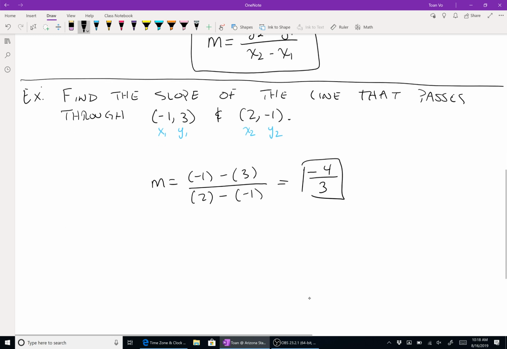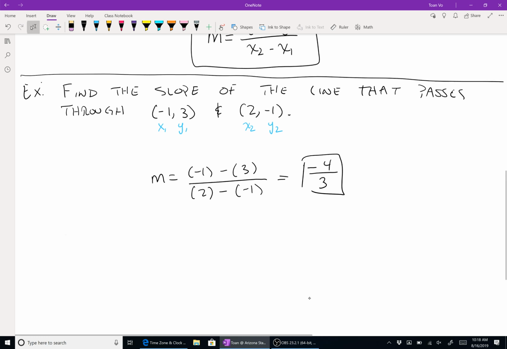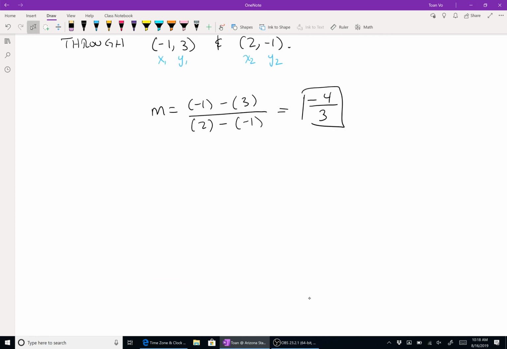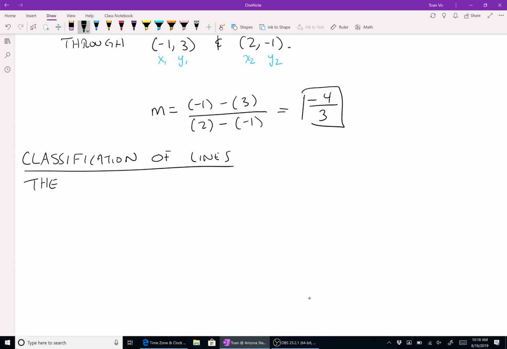But calculating slope, okay, great, we did it. But how does that help me? What is a slope of -4/3? Why do I care that the slope of this line is -4/3? Well, it turns out that lines are classified based upon what slope they have. So let's talk about the classification of lines. Because without graphing, if you know what the slope of a line is, you can already visualize and describe what that line is.